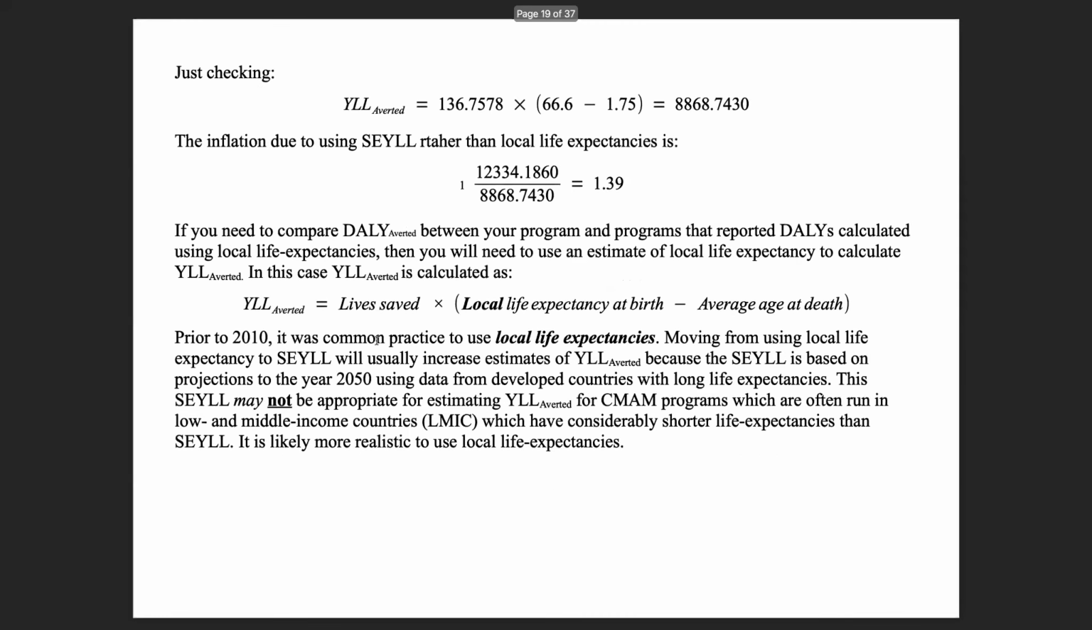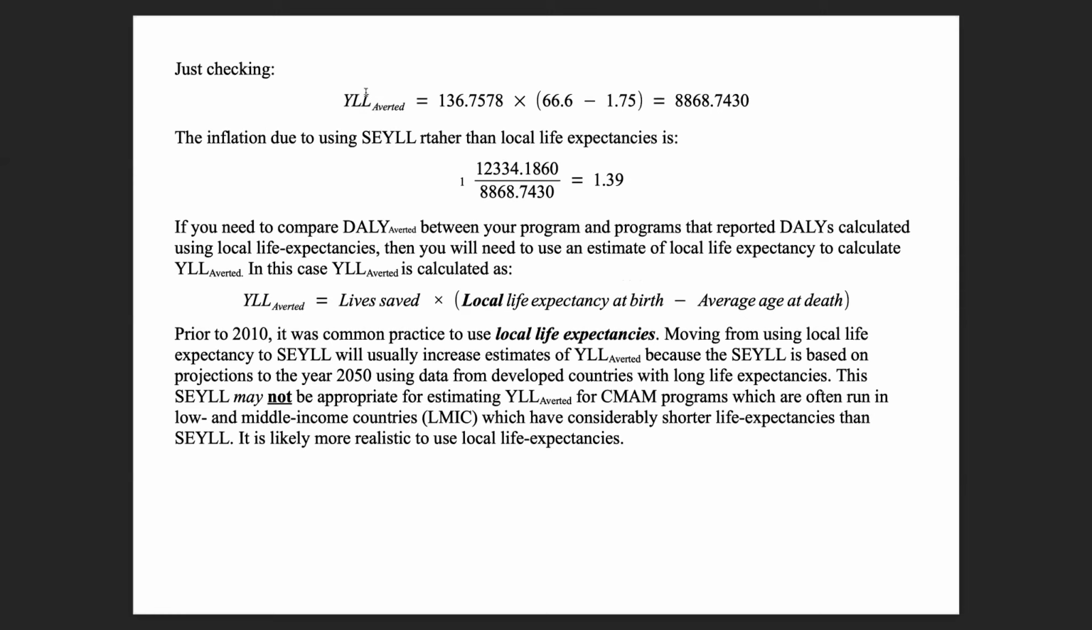Oh, and we can just check this. So here's our years of life lost averted in a program treating SAM cases of the same severity using the local life expectancy of Bangladesh. We find it's just over 8,800 years of life lost. The numerator here is using the SEYLL, the denominator is using the local life expectancy, and we find that's 1.39, so 1.38, 1.39, it's close enough.